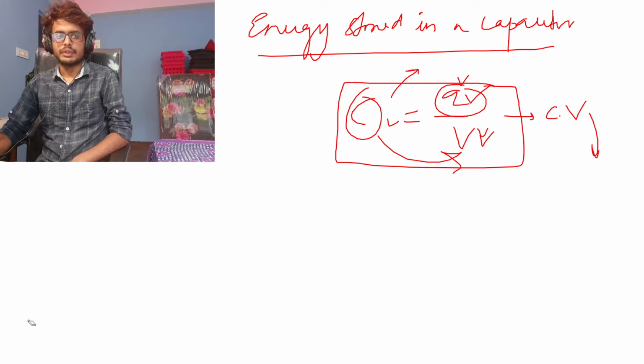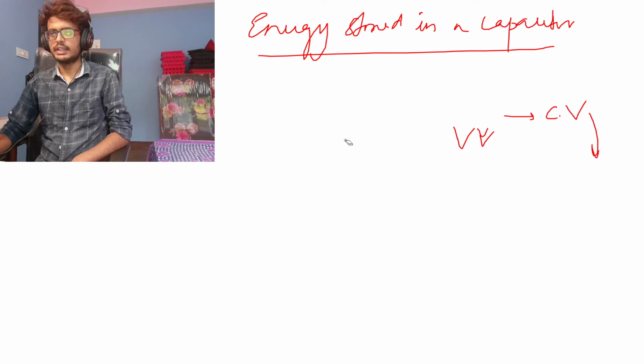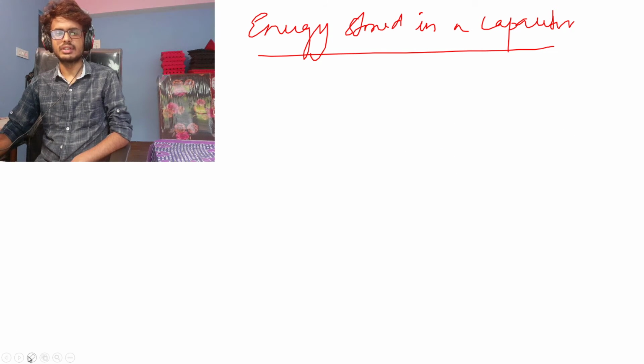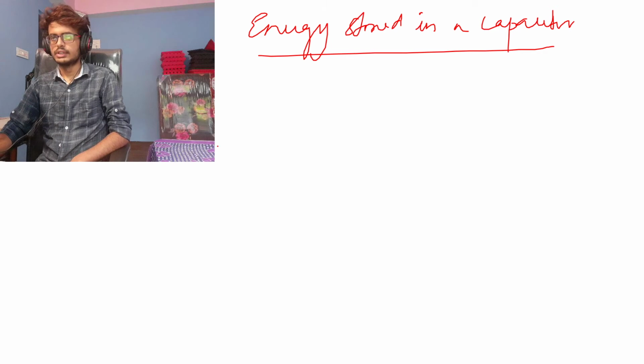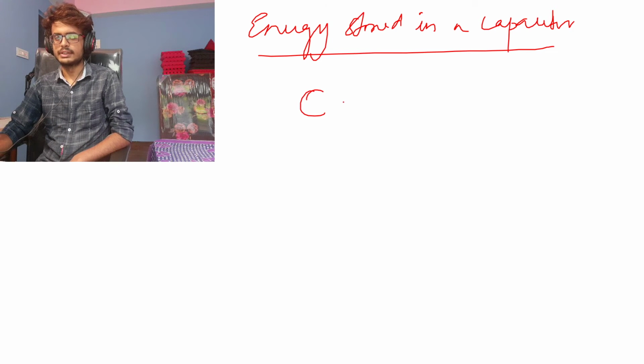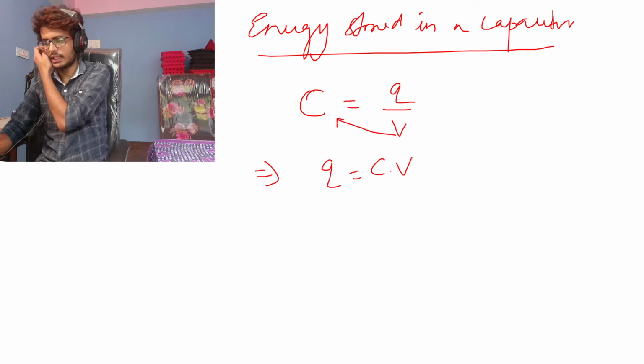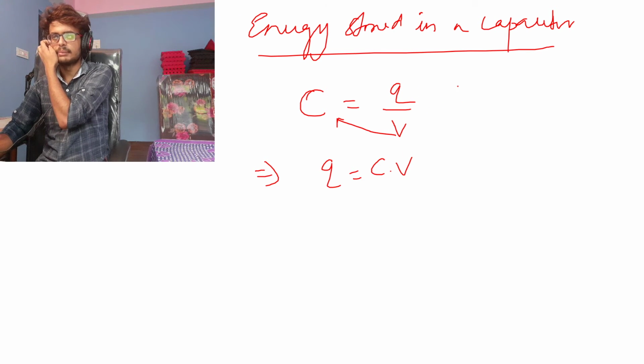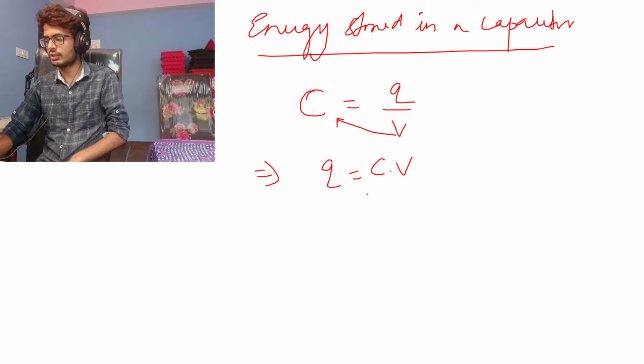For that, now comes a little bit of integration usage. It is a bit difficult for bioscience students here, but not that difficult. We know the formula of capacitance is C equal to Q by V. We can rearrange this as Q equal to C into V. I just multiplied with V on both sides. So Q equal to C into V.